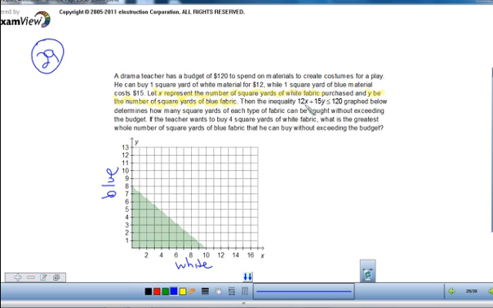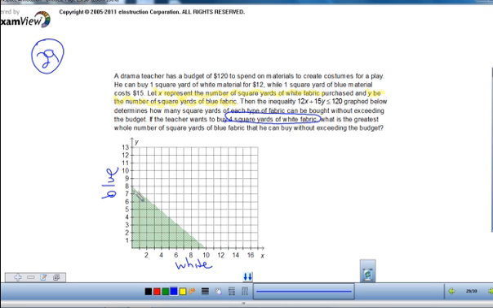Then the inequality 12x plus 15y less than or equal to 120, graphed below, determines how many square yards of each type of fabric can be bought without exceeding the budget. If the teacher wants to buy 4 square yards of white fabric, what is the greatest whole number of yards of blue fabric that he can buy without exceeding the budget?